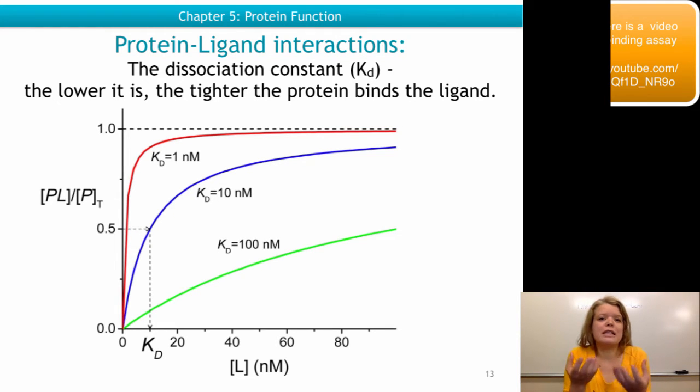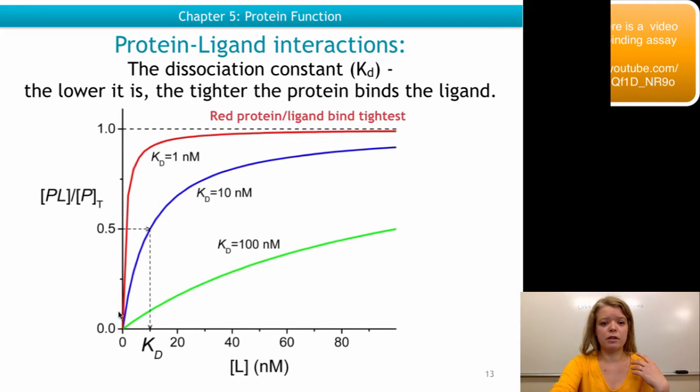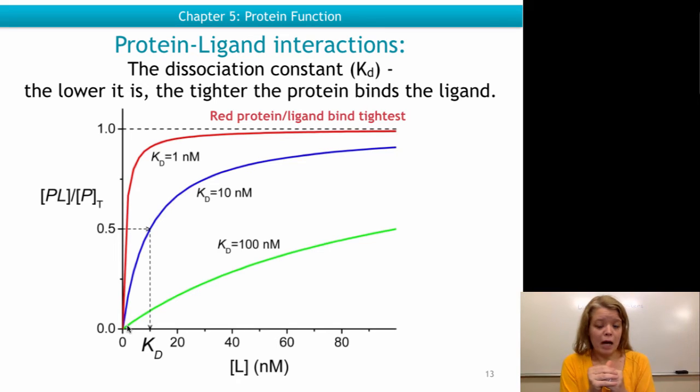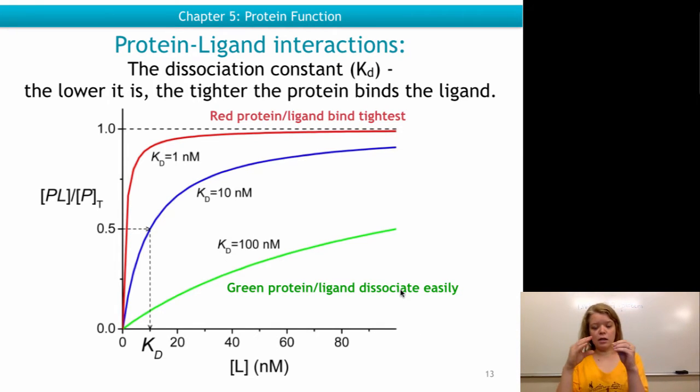What's important to understand about the dissociation constant is that different proteins will have different ones, and the lower the dissociation constant is, the tighter the protein binds the ligand. So in this case, the graph for red shows a very, very tight binding with a Kd of 1 nanomolar. So only at 1 nanomolar concentration have half of the protein sites been occupied by the ligand, versus the green graph where the interaction between the protein and the ligand is fairly transient and the complex dissociates easily.